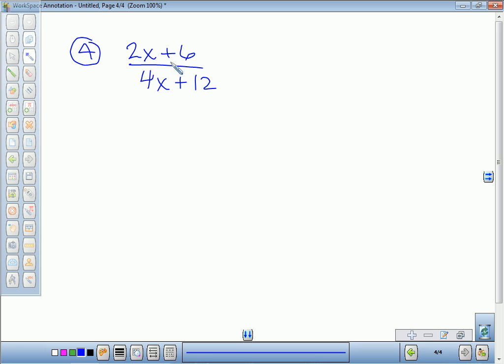This is not multiplication. This is addition. And you can only reduce when it's written as multiplication. So, what we have to do is factor it so that we have it written as multiplication. So the numerator, do you see that the numerator has the greatest common factor? What is it? 2. And it leaves me x plus 3.